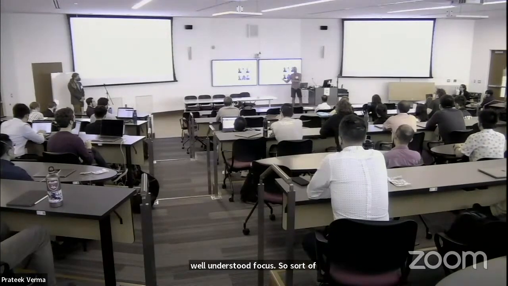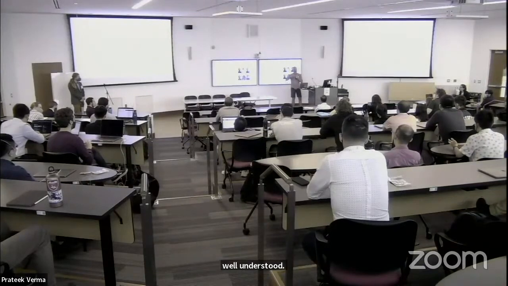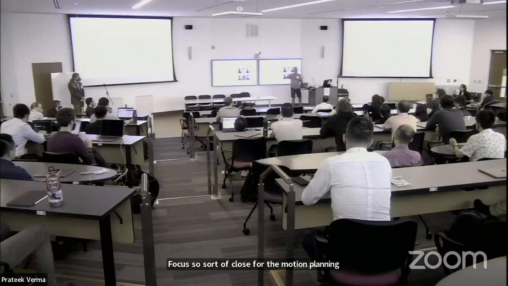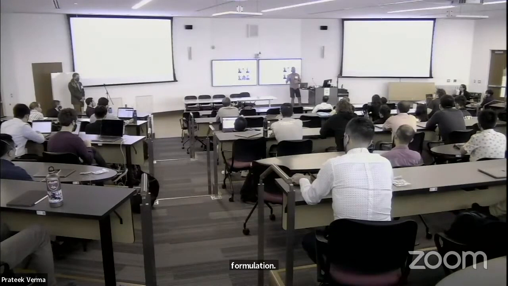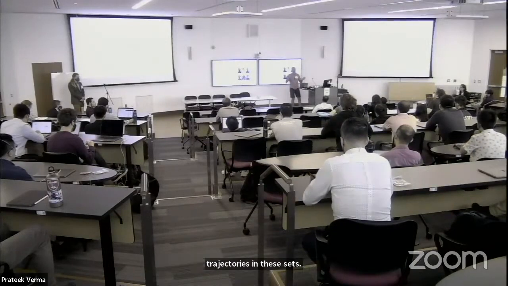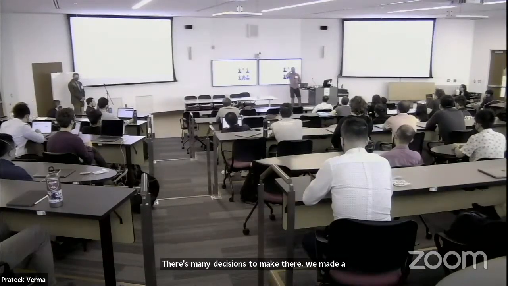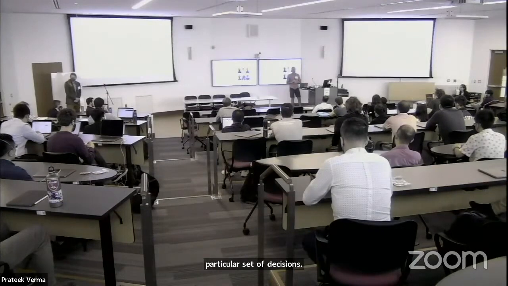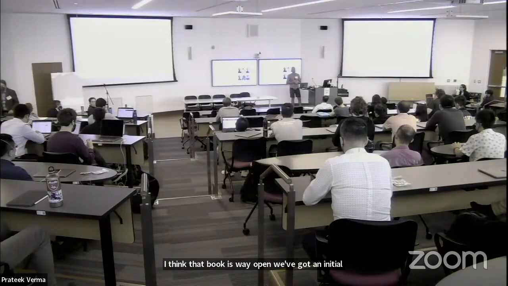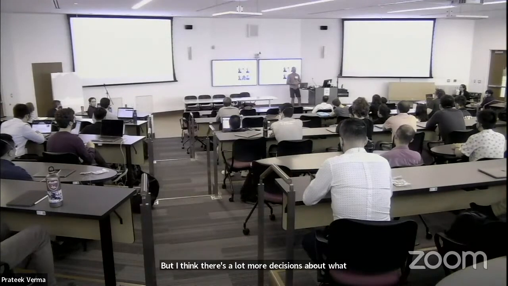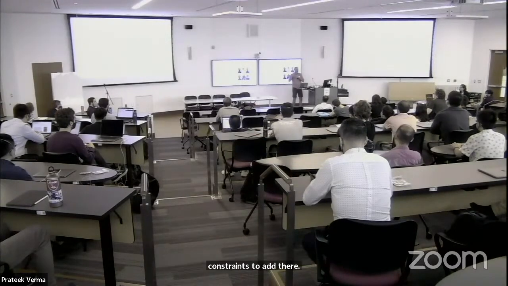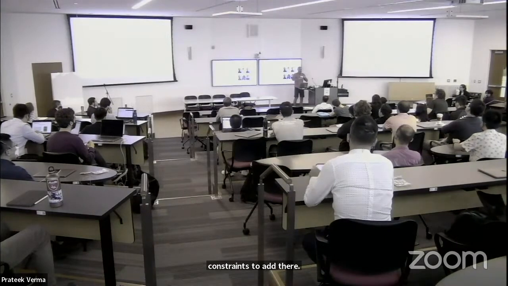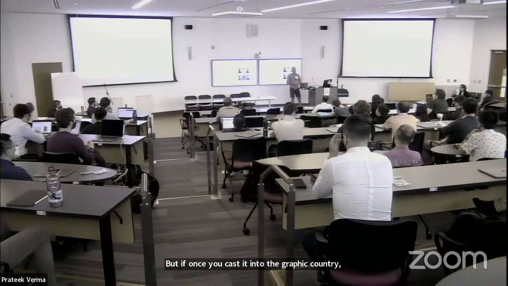For the motion planning formulation, now we have this question of how do you encode trajectories in these sets? There's many decisions to make there. We made a particular set of decisions. I think that book is way open. We've got an initial version that convinced us that this is important and impressive, but I think there's a lot more decisions about what constraints to add there. But once you cast it into the graph of convex sets, however you turned it into the graph of convex sets, then the machinery takes over, and that's pretty mature at this point.